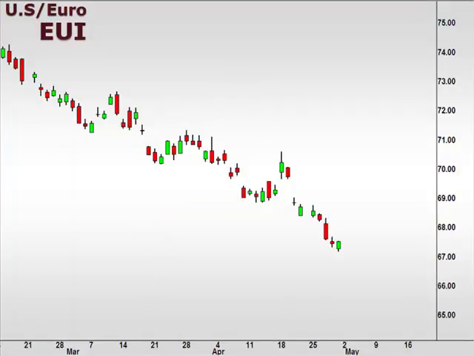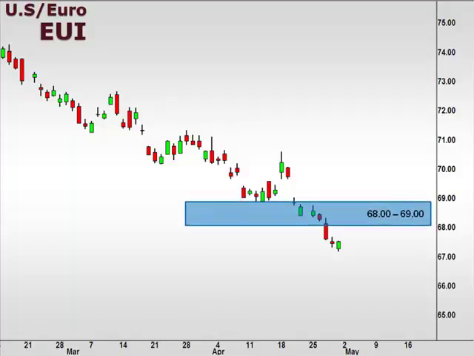Let's take a look at the U.S. dollar versus the euro as seen here in the ISC FX Options pair value EUI. Well, the EUI is trading below a new resistance at 68-69. A test and subsequent failure to break above 68-69 is likely to yield a continuation lower with the 65-66 level as the next logical target. As long as the pair value continues to respect the trend line, the path of least resistance is to the downside.